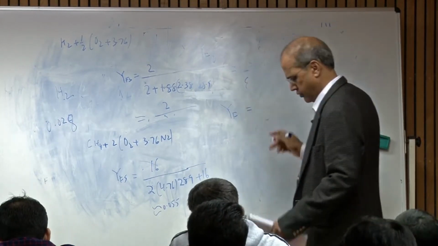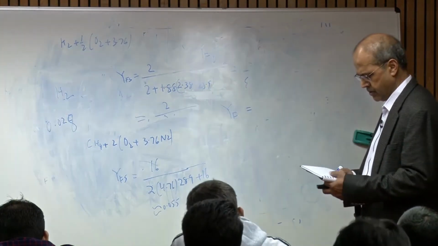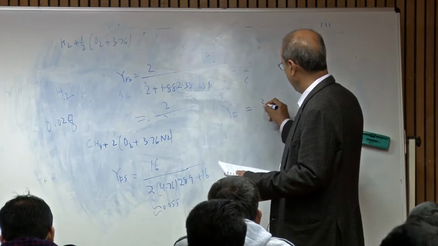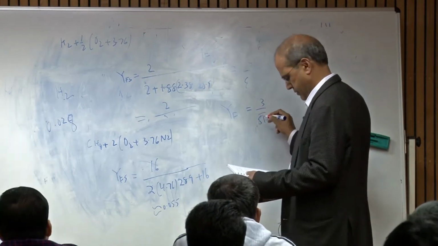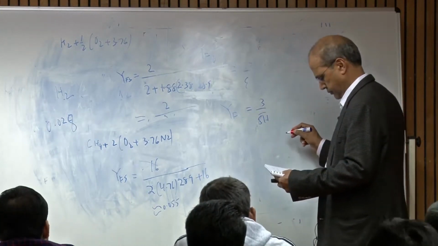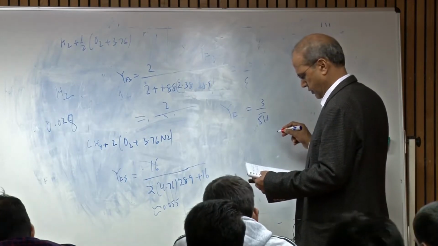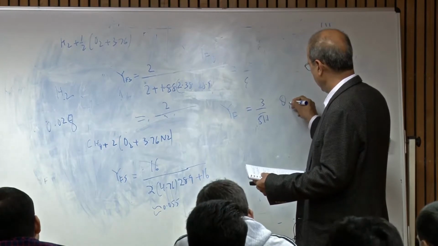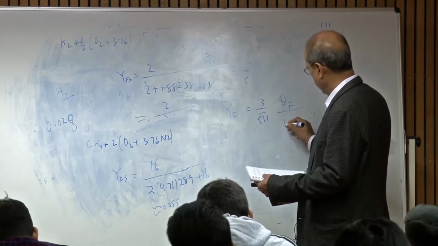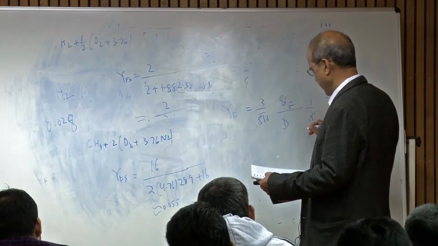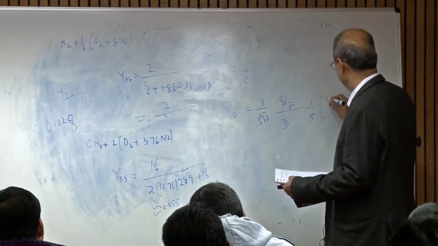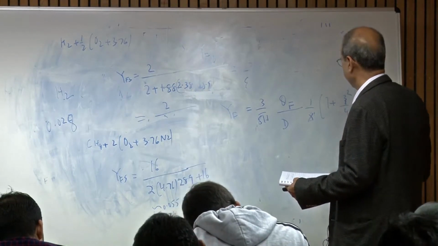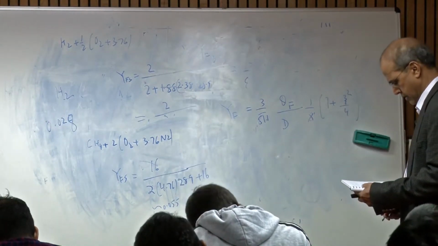I have to rewrite that one. So that's 3/8 pi. We had written it before. I will write the final solution: QF over D, 1 over X, psi over 4.